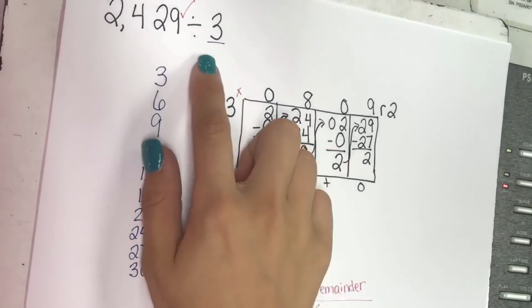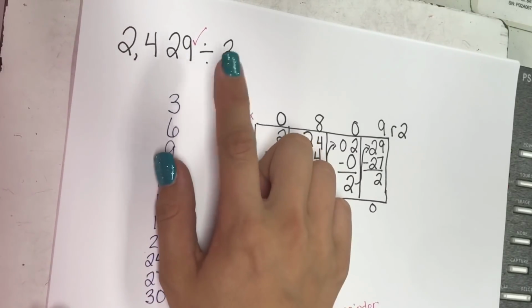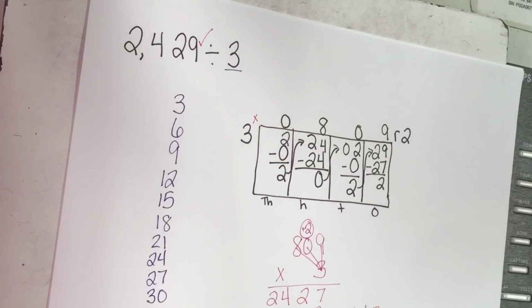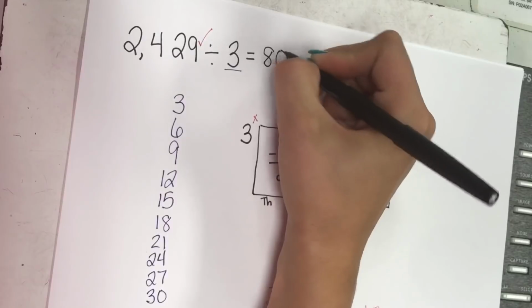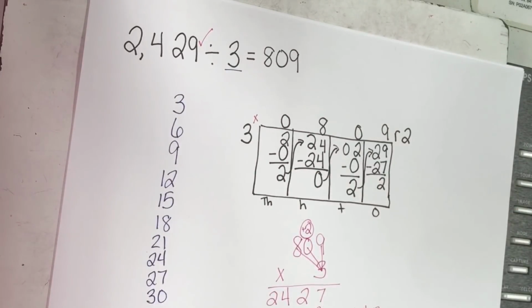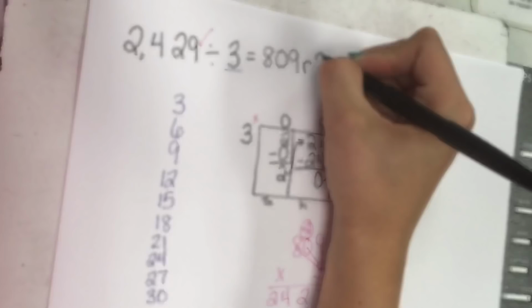So if I want to go back and actually answer this question, 2,429 divided by 3, what is my answer? 809. Is that it? No. 809 what? Remainder? 2.